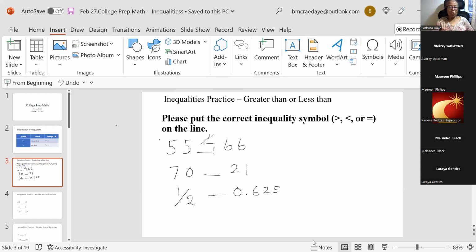The next one, Audrey, 70 and 21, less than, greater than, or equal? 70 is greater than. Greater than, very good. So 70 is greater than 21. Now, you should understand fractions and decimals, right? You haven't forgotten them, correct? So you have 1/2 and 0.625.